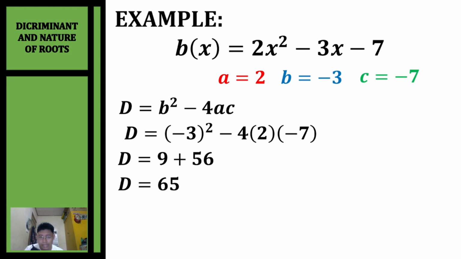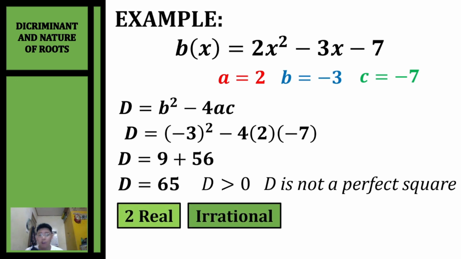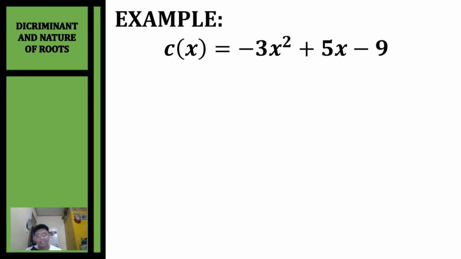Now, let's identify if it is greater than 0, equal to 0, or less than 0. This will be greater than 0. Let's check whether it is a perfect square number or not. So, 65, is that a perfect square number? It's not a perfect square number. Therefore, we will have two real numbers that are irrational and unequal roots. Okay, let's have another example.